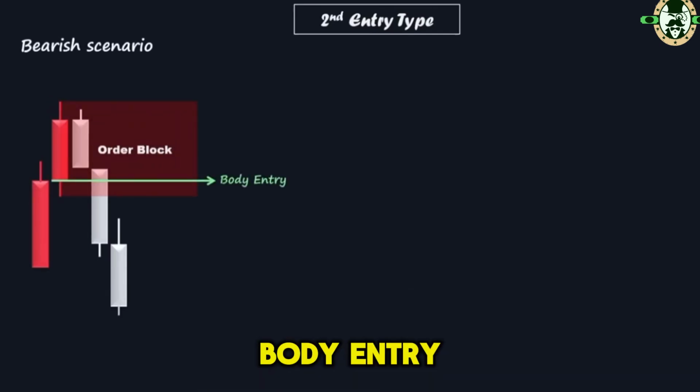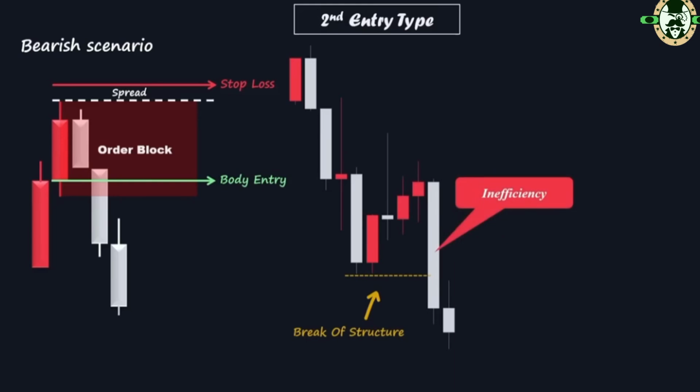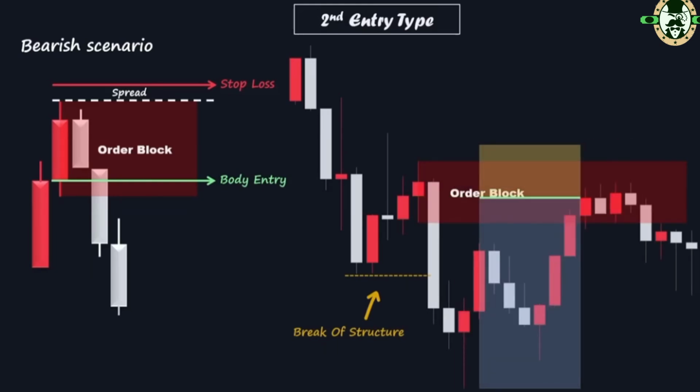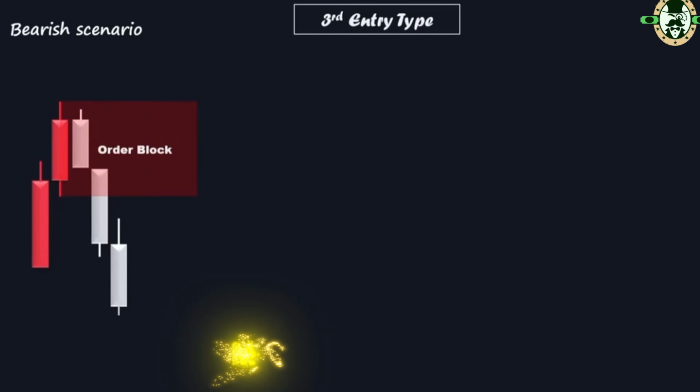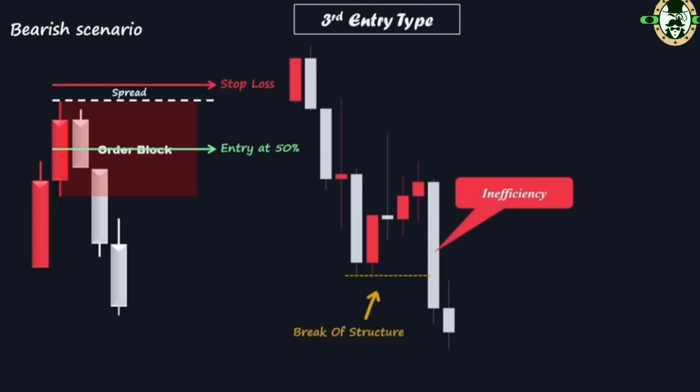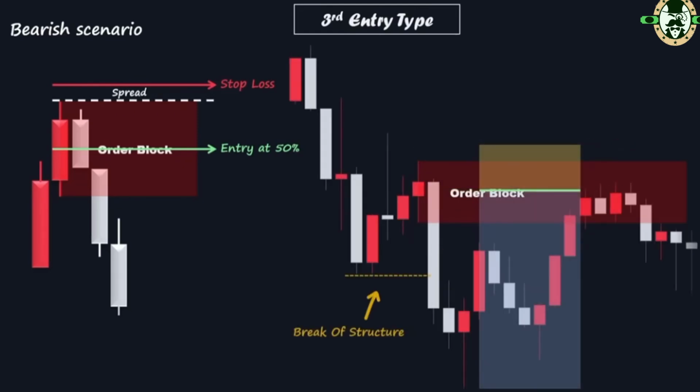The second is body entry. Place your order on the candle body, with a stop beyond the wick. This tightens the stop, improving risk to reward, but you may miss the trade if only the wick is tapped. The third is midpoint entry. Enter at the midpoint of the order block, with a stop beyond the high or low. This often provides the best balance between precision and risk, and is favored by many professionals.